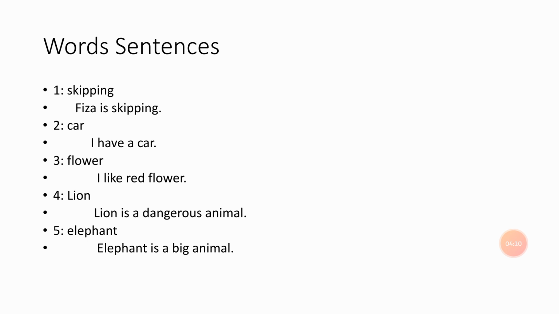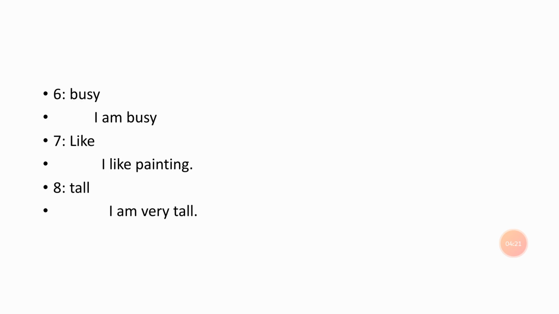I have a car. Number 3, flower. I like red flower. Number 4, lion. Lion is a dangerous animal. Number 5, elephant. Elephant is a big animal. Number 6, busy. I am busy. Number 7, like. I like painting. Number 8, tall. I am very tall.